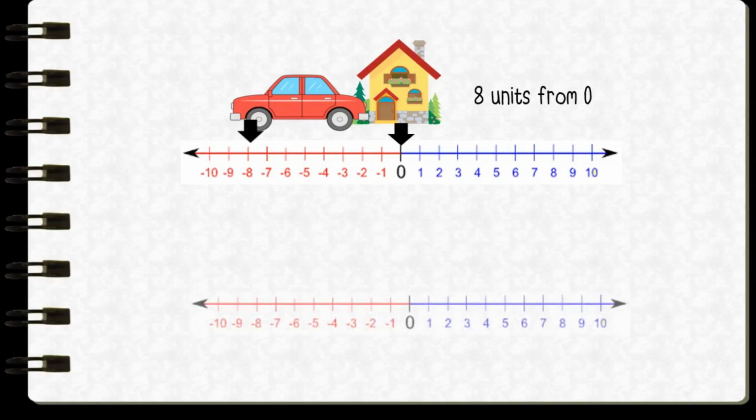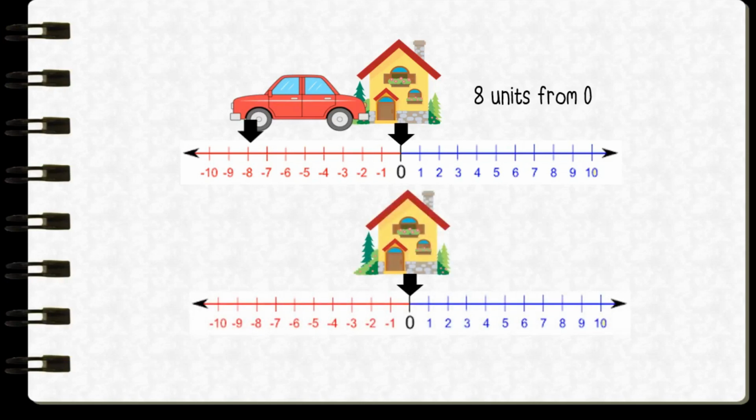Let's have another example. Again, the point of origin is 0. This time, let's have a blue car. And it will travel, okay, up to +10. Meaning to say, the blue car now is 10 units from 0.